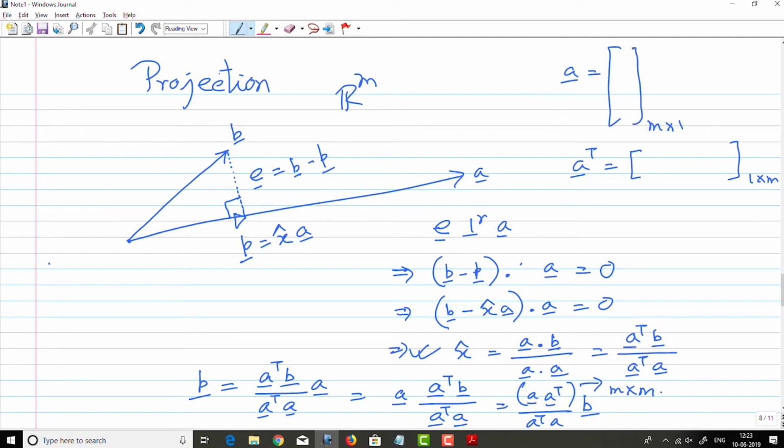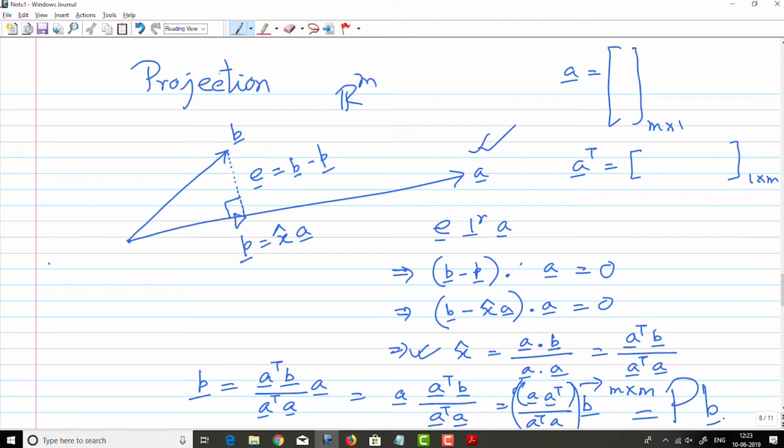And so we can write this. You just see this involves only the A vector. So we write this as capital P. Capital P is the projection matrix. So this is a matrix, and you multiply this projection matrix with this B, and you will get your projection vector P.